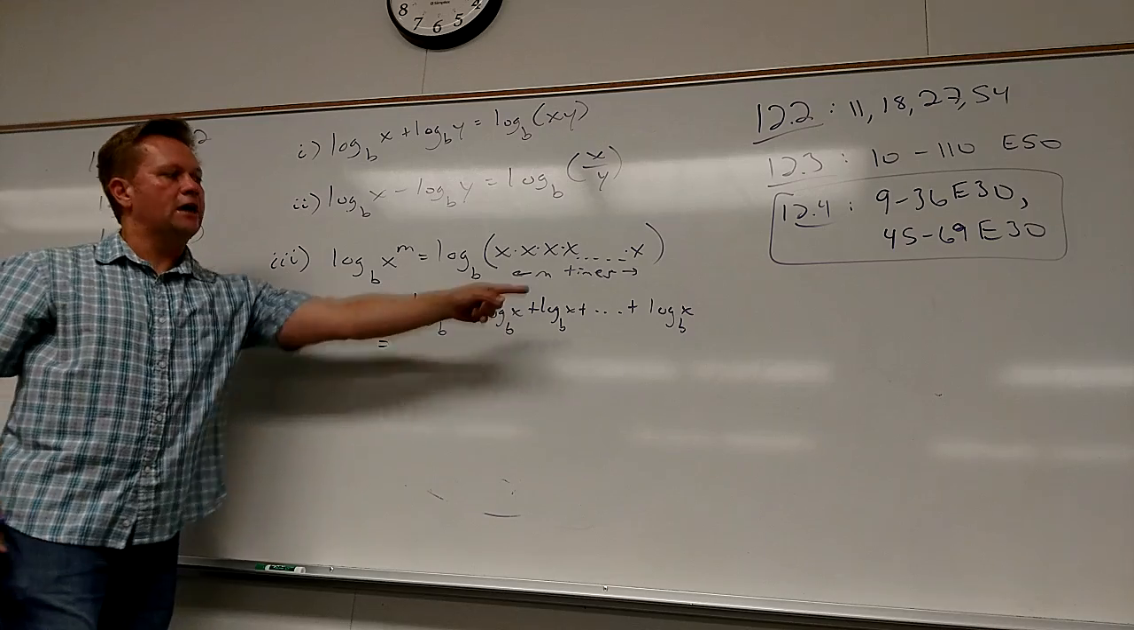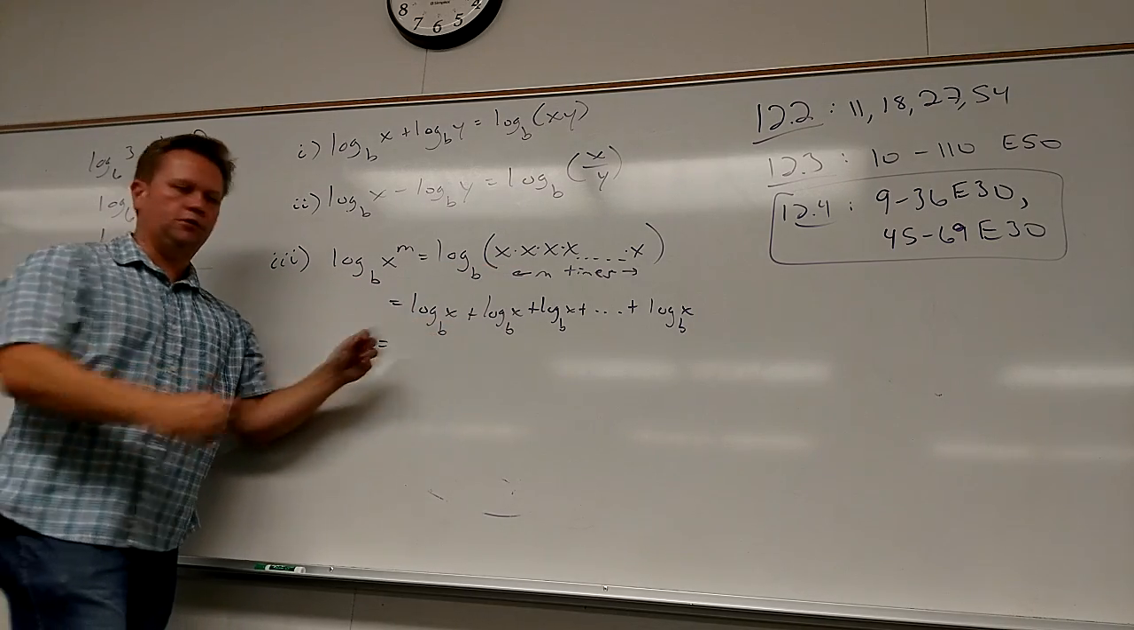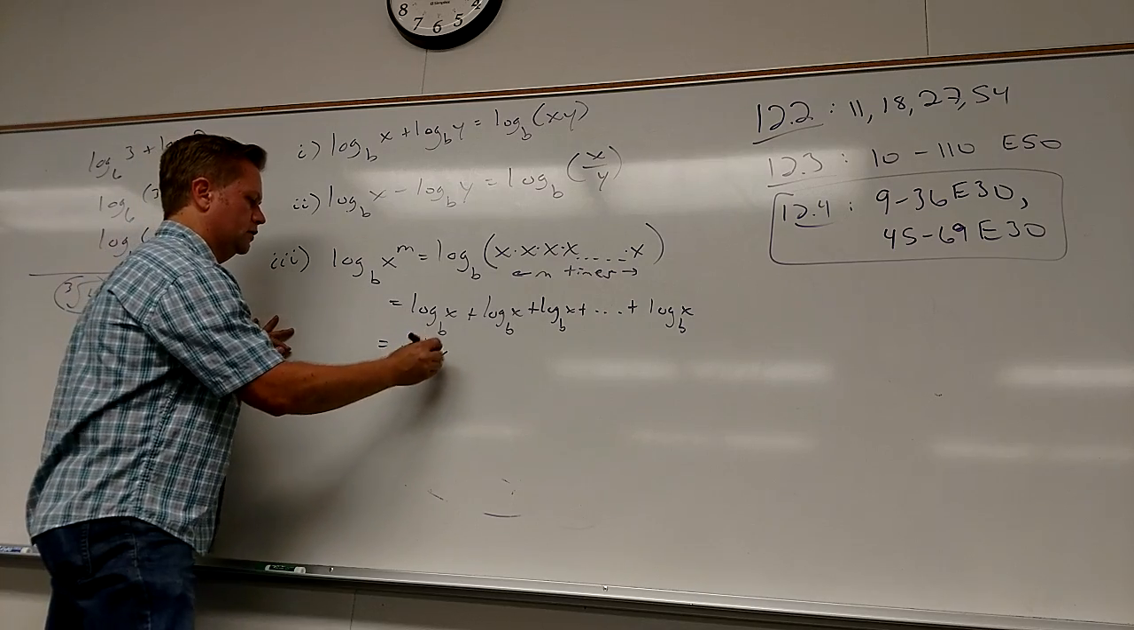So I have m of these that I have to add. So what's the quick way to do that? I just say m times this.